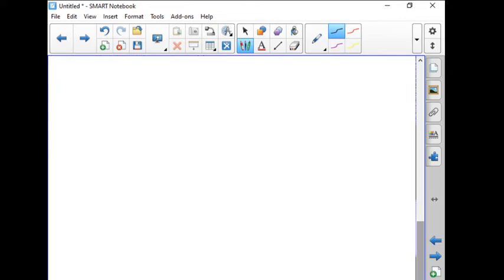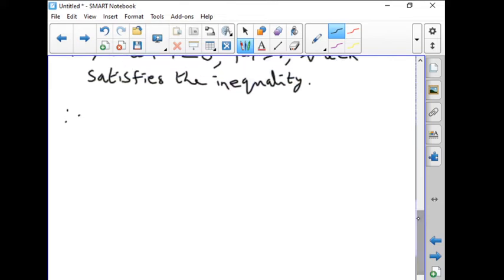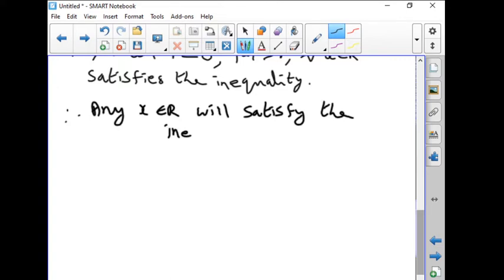Therefore, what do you say? Therefore, any x belongs to R will satisfy the inequality. So, this is the answer for the second subdivision. Okay, now we will go to the third one.